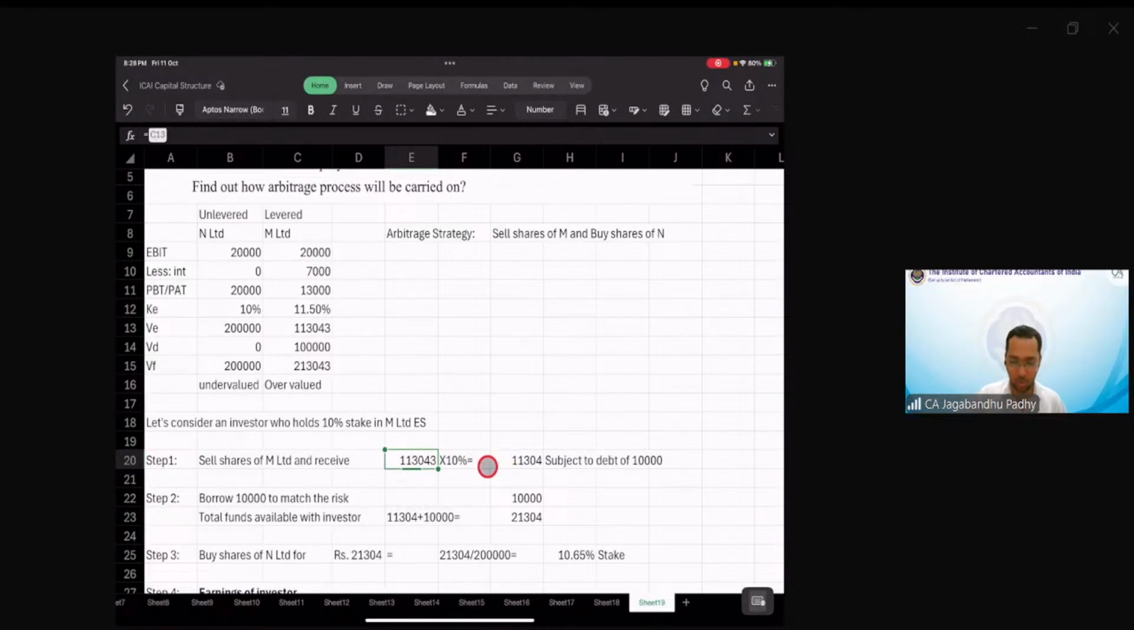और फिर उसके साथ 10,000 हमने लोन बोरो किया, क्योंकि पहले जब मैं एम में इन्वेस्टर था तब यहाँ पे कंपनी के ऊपर 1 लाख का लोन था. सो हमने क्या किया कि अभी तो कंपनी के ऊपर लोन है नहीं, क्योंकि हमने तो अपने पैसे निकाल लिए, तो रिस्क अगर मैच करना है तो मैं बोलूंगा मैं खुद लोन ले लेता हूँ, सेम रिस्क मैच करेंगे और फिर ये कंबाइंड अमाउंट को मैं एन के शेयर्स में इन्वेस्ट करूंगा.